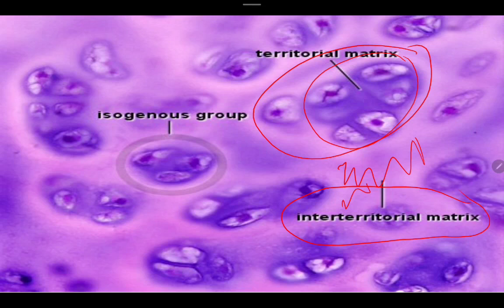Okay, so please understand that the territorial matrix is the one present near or within the lacuna; it is always there. And the area where you cannot see any territorial matrix is what we call the interterritorial matrix. Okay? So, since you already know the different parts of your cartilage, let's move on to our ground substance.